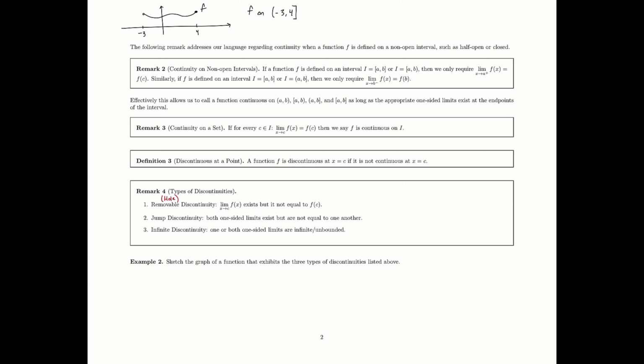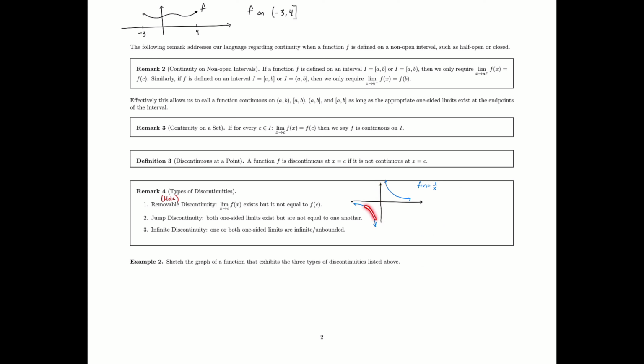The last type of discontinuity is an infinite discontinuity. This definition says that one or both one-sided limits are infinite. They are unbounded. For instance, we could take a look at a really common graph, the graph of y equals 1 over x, or f of x equals 1 over x, whatever you want to say. This graph kind of does this. There is a vertical asymptote here at x equals 0.